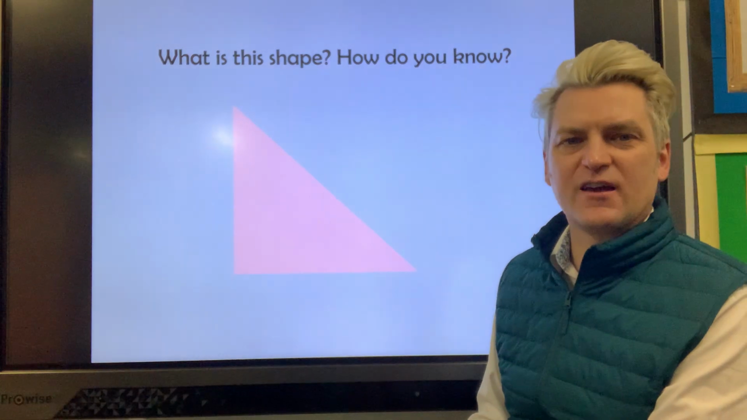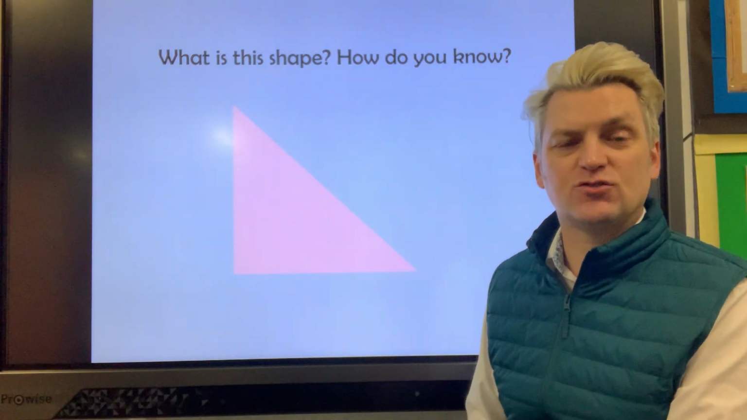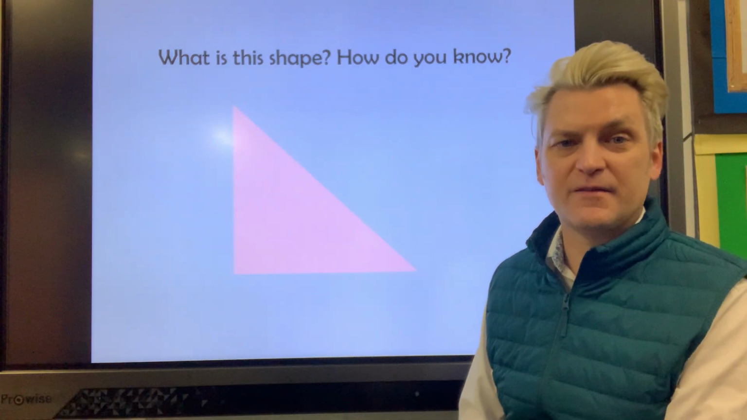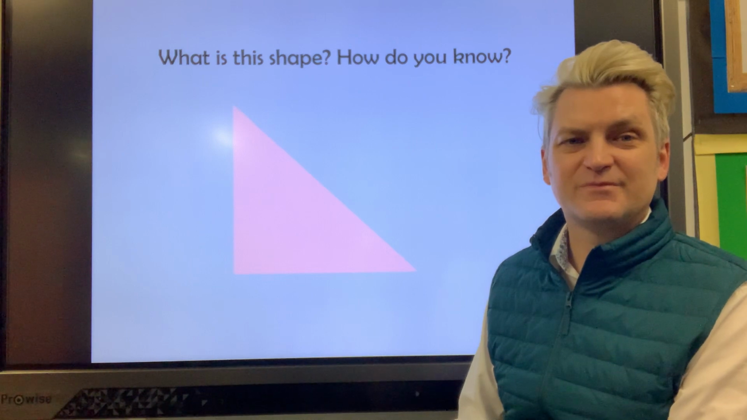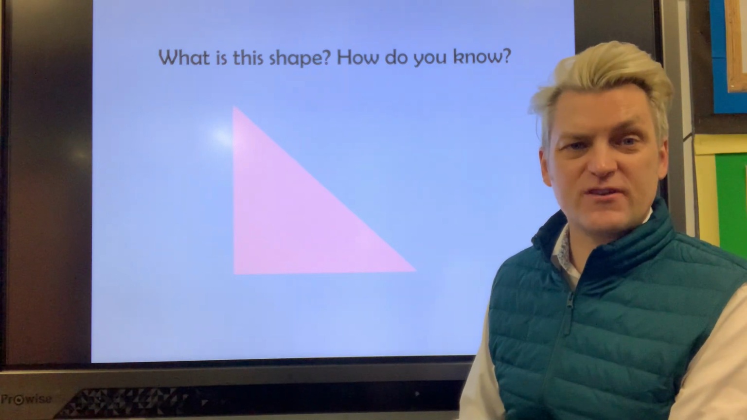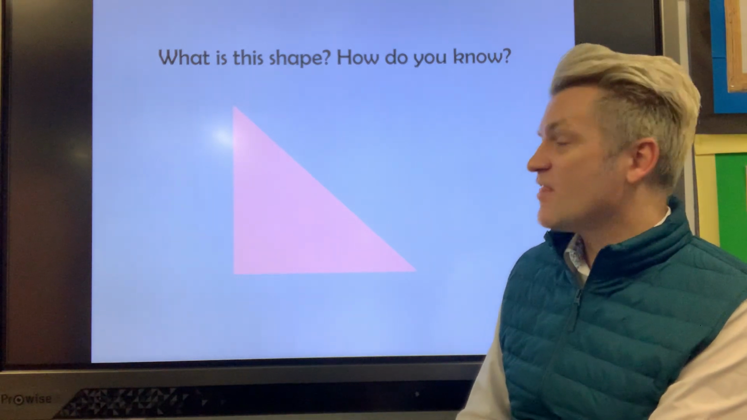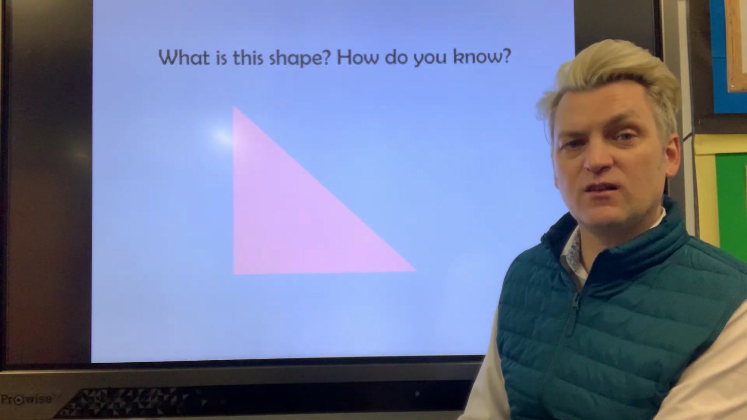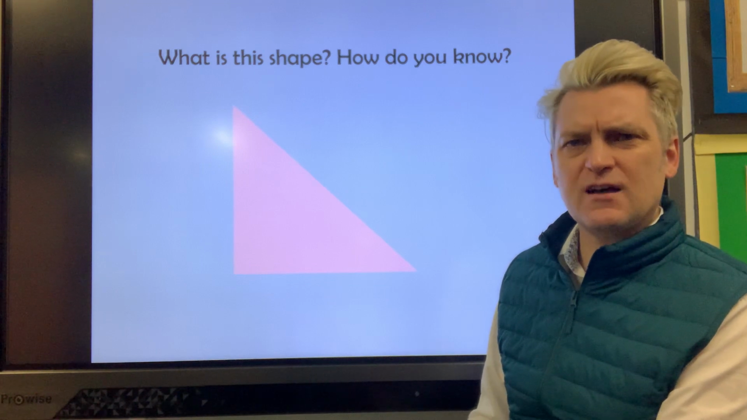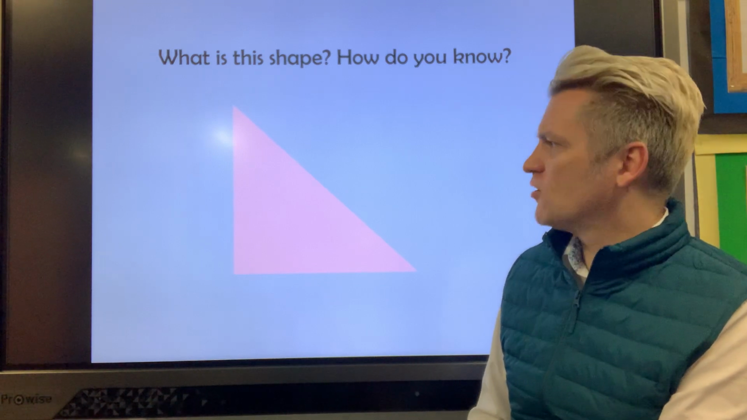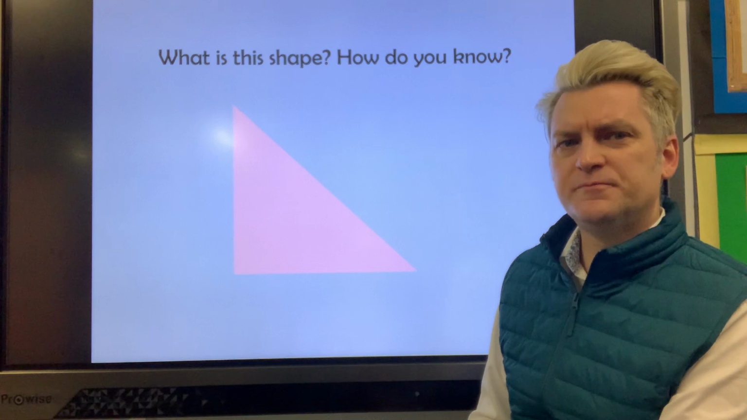This is a triangle. And tell me something about a triangle, or tell a grown-up that you're near. Did you say that it's got 3 sides? If you did, well done, give yourself a pat on the back. There are 3 sides on the triangle. What's special about those sides? Have a look at the way that they've been drawn.